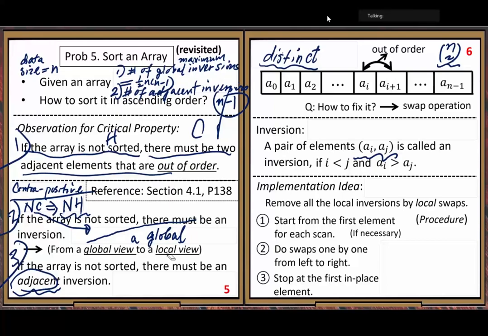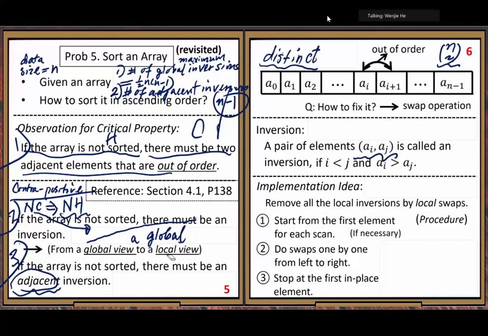So based on that observation, when you do your new round of scan, stop at the first in-place element. When you hit an in-place element, stop. Don't waste your work. Comparison, swap work, don't waste it. So when you set a boundary, you set a boundary separating the elements that are in place and not in place.